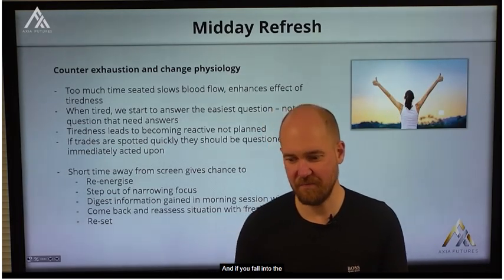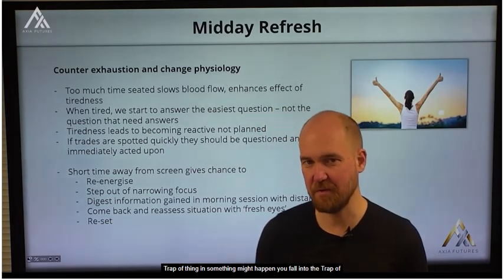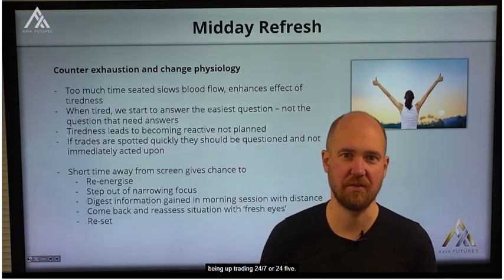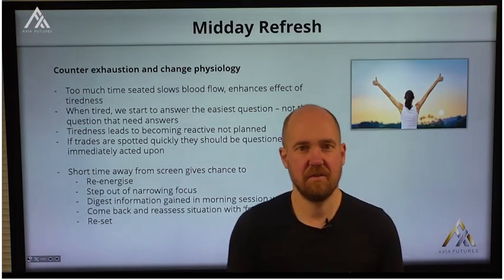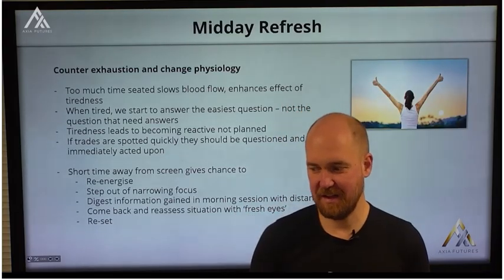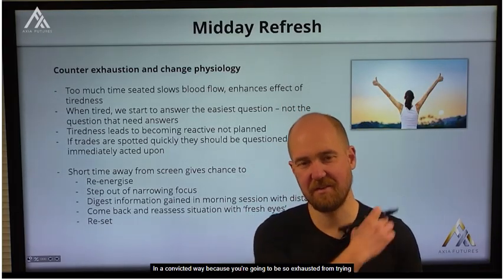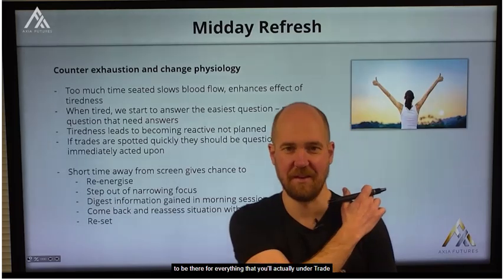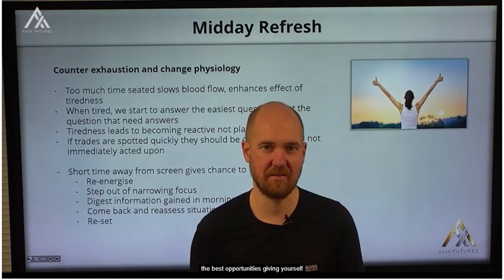And if you fall into the trap of thinking something might happen, you fall into the trap of being up trading 24/7 or 24/5, you're not going to be able to do it. And you're not going to be able to do it in a convicted way, because you're going to be so exhausted from trying to be there for everything that you'll actually under-trade the best opportunities.